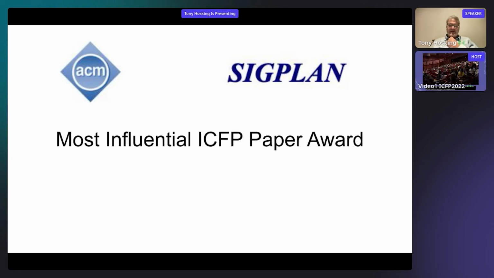It's my pleasure to present the award for the most influential paper of ICFP of 10 years hence, so that's from 2012. The important thing to realize about this award is that it is a SIGPLAN award. Each of the 4 flagship conferences of SIGPLAN have a most influential paper award, which is determined by a committee comprising the general chairs and the program chairs of the committee from the 10 years previous, and the general chair and program chairs of the committee from the previous year. So this would have been 2021 for this year.